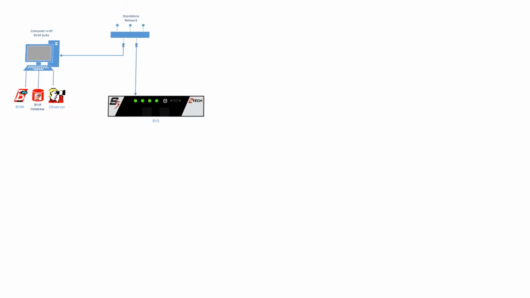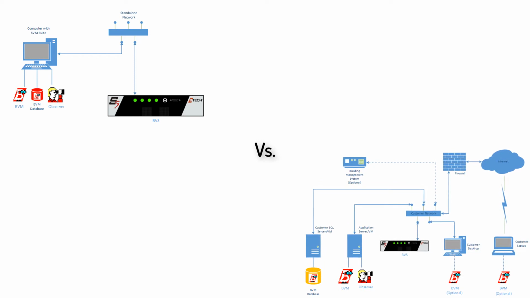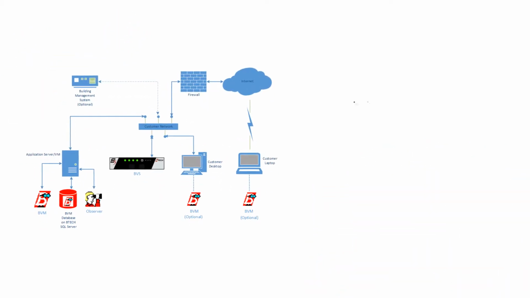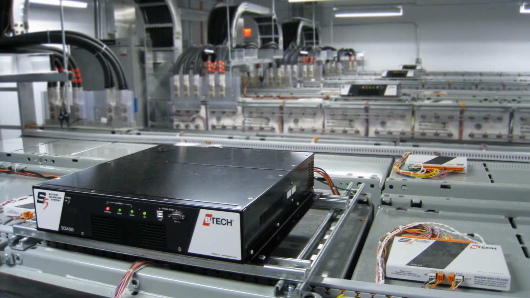In this video, we will take a look at the various configuration options that are available when setting up the battery validation system, BVM software, and BVS observer software. Each configuration has its own set of advantages and disadvantages and specialized use cases. The layout of the building that contains the batteries and the battery validation system, or BVS, as well as the connectivity preferences of the customer, will determine which configuration will be used during the setup of the system.